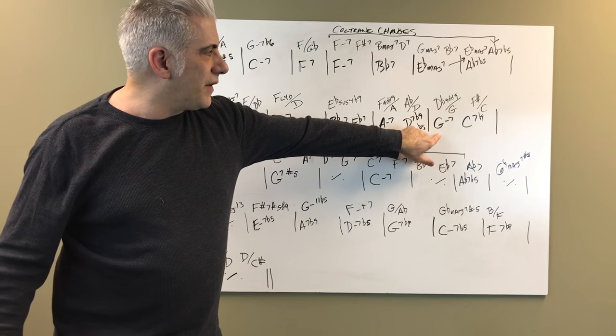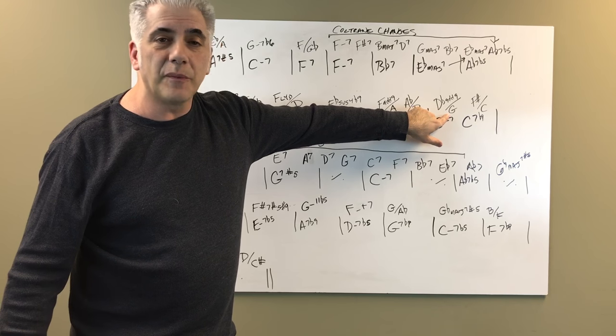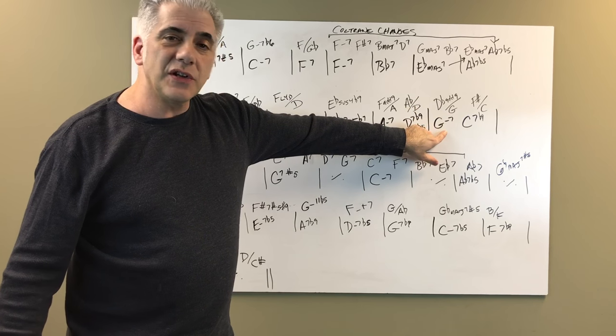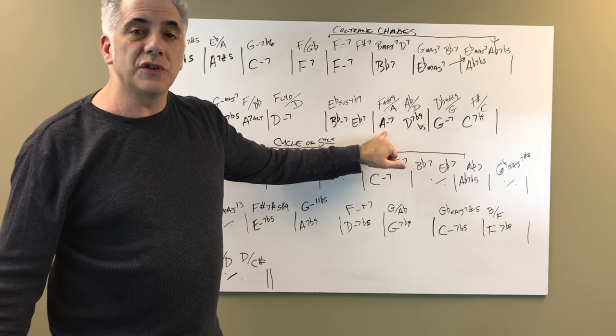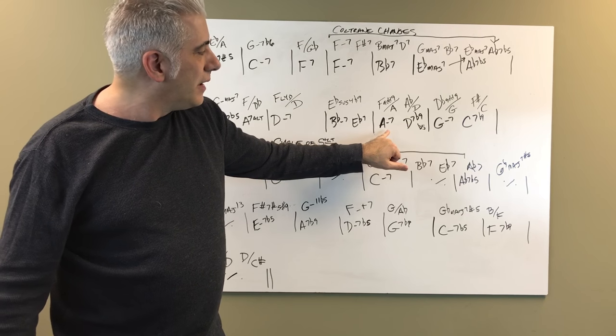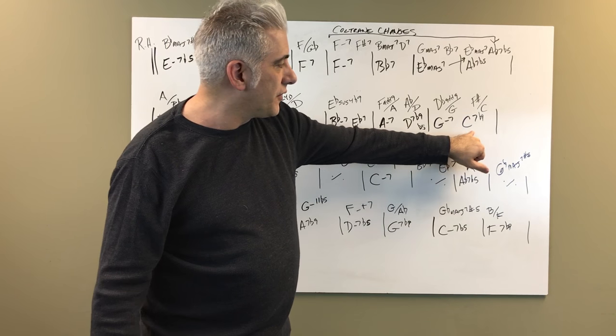Then G minor 7, I'm substituting D flat add 9 over G, which is really from the G altered dominant. So I'm changing the quality of this chord to a dominant seventh. You could make all these seventh chords too. That's another way of reharmonizing it. I could do A7 altered, D7 altered, G7 altered, C7 altered.